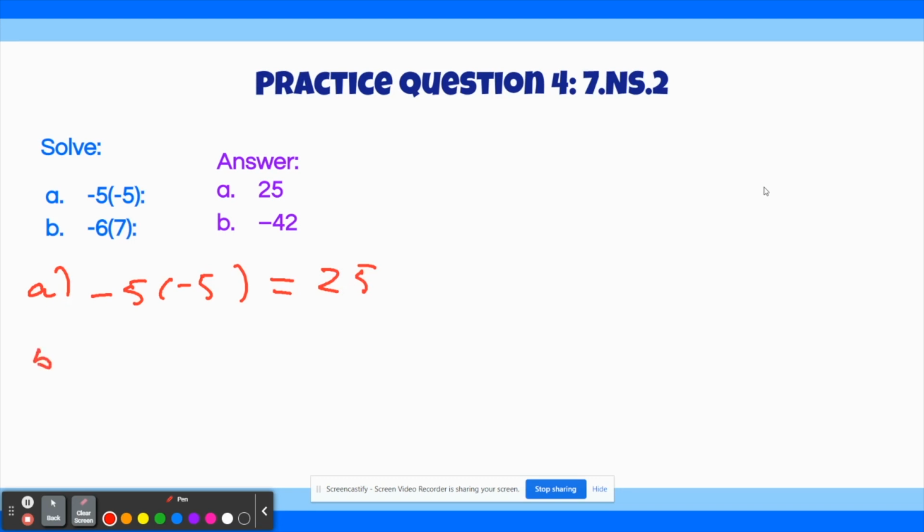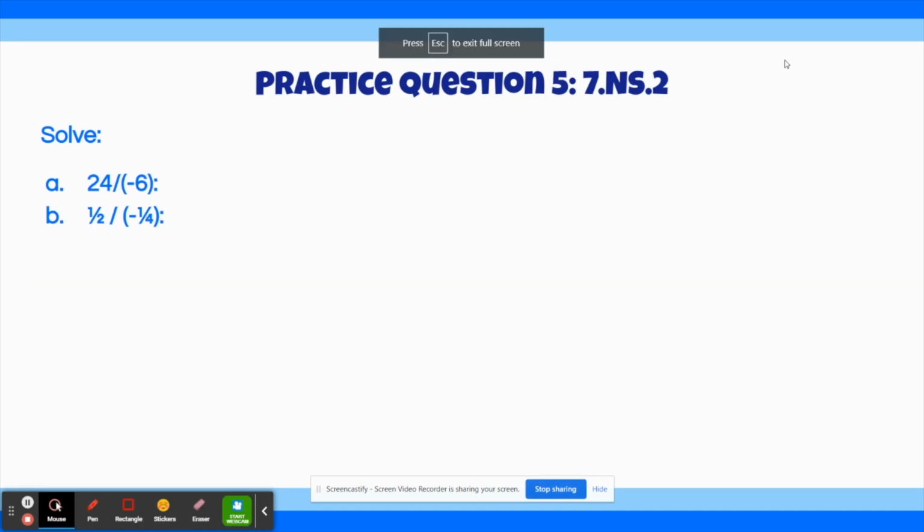And then B, we have -6 times 7. Here we have just one negative, so that's going to mean our answer is negative. And then we can multiply 6 times 7 and we get 42. So those are going to be our answers.